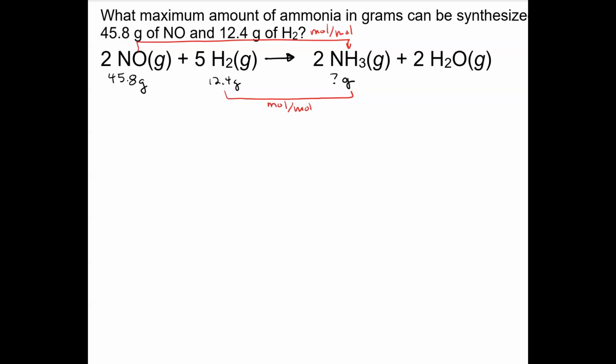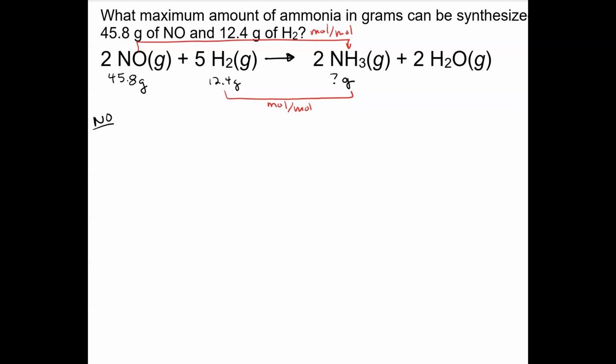Because we interpret this equation as 2 moles of NO and 5 moles of hydrogen make 2 moles of ammonia and 2 moles of H2O. We cannot go directly from mass of reactant to mass of product. We have to use the stoichiometric ratios. And because this is a limiting reagent problem, we have to calculate the amount of product that both of them will create. The one that makes the least is the limiting reagent, and that amount is the quantity that can be produced. So let's get started.